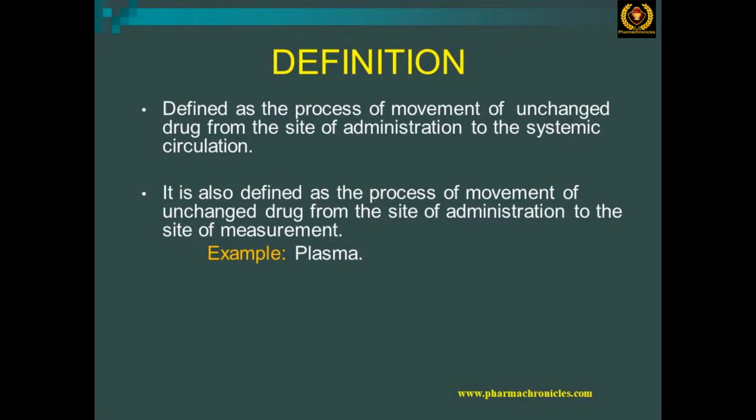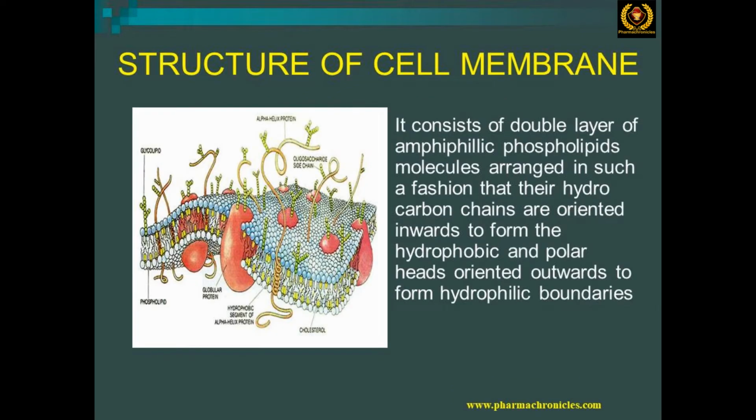Definition: Drug absorption is defined as the process of movement of unchanged drug from the site of administration to the systemic circulation. It is also defined as the process of movement of unchanged drug from the site of administration to the site of measurement. Example: plasma.